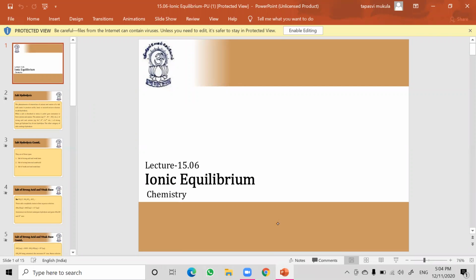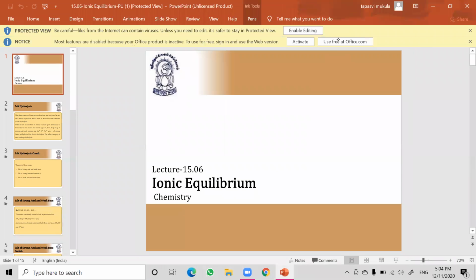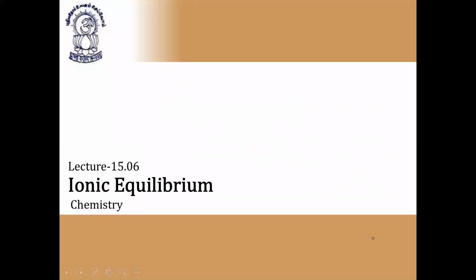This is also an important topic in ionic equilibrium. It's a very important chapter. For every entrance exam, you will definitely get at least 2-3 questions from this chapter. So please listen carefully. Let us start now.